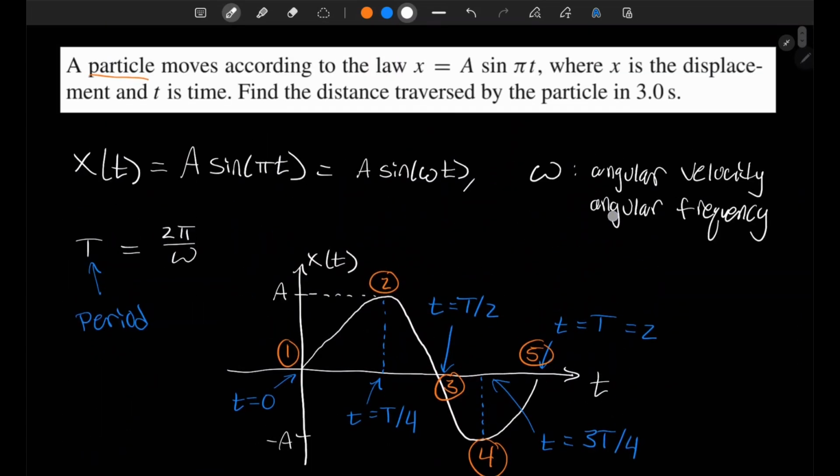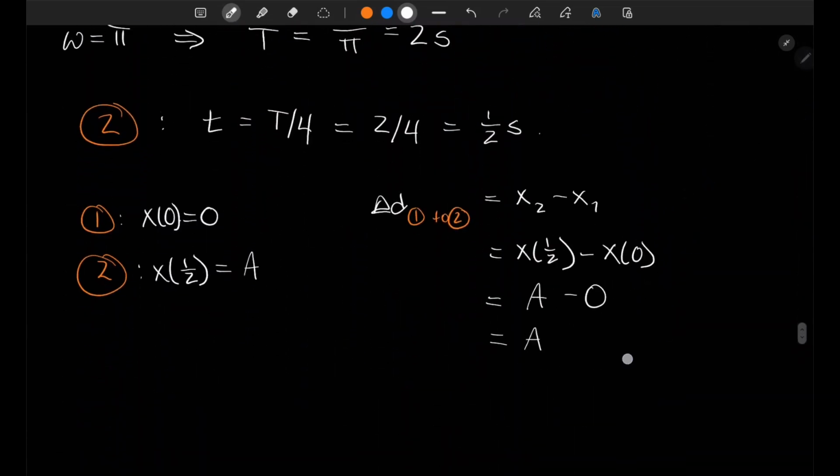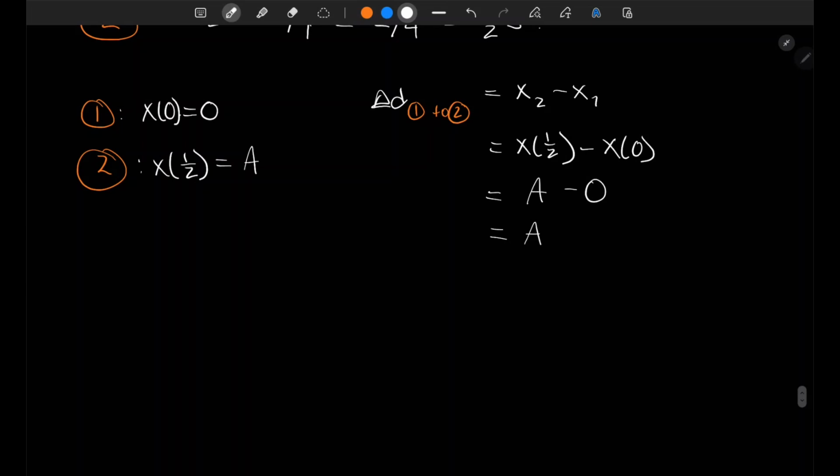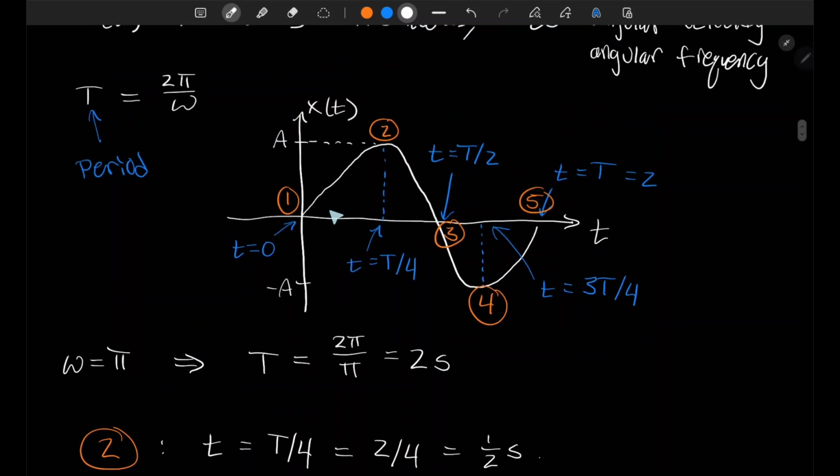Okay, and we care about what happens after 3 seconds, right? So we want to know, so the delta D after t is equal to 1/2 seconds, is equal to a. So what is delta D of t is equal to 6 seconds? I'm sorry, to 3 seconds. What is delta D at 3 seconds? Well, let's just look here.